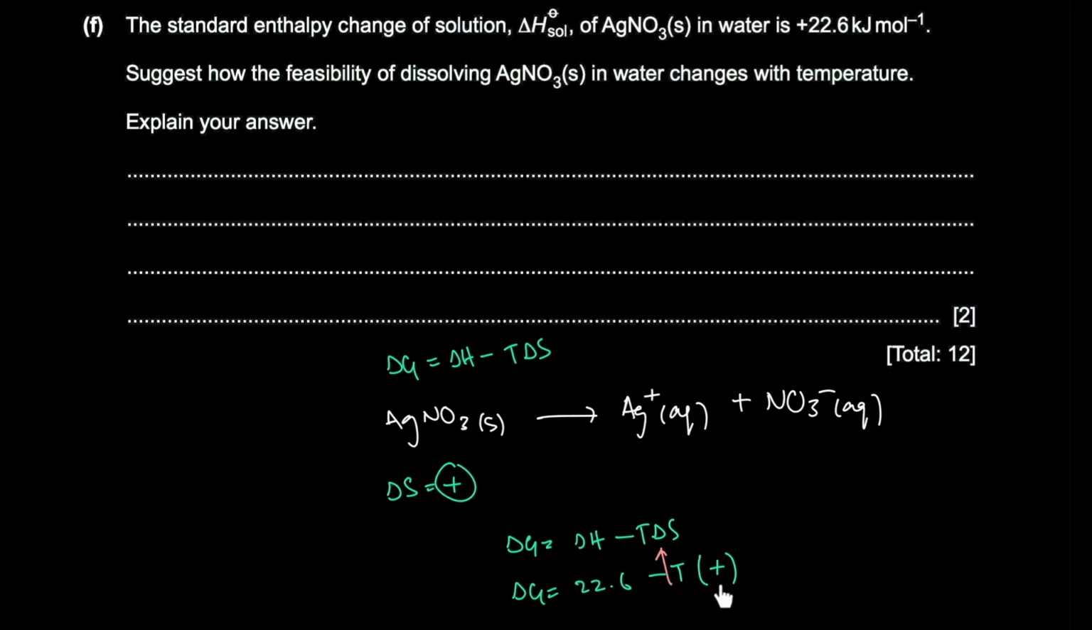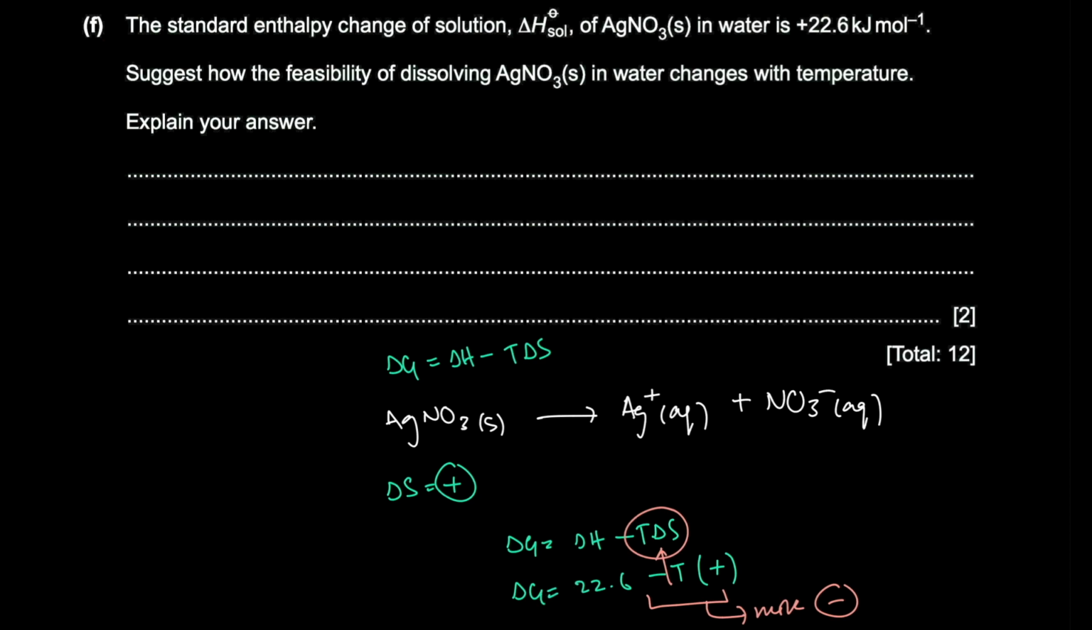If I increase the temperature, this value is positive. So that means if I increase the temperature, this entire thing becomes more negative, right? So it will become more feasible. Delta G will become more negative, right? You're subtracting. Temperature is a positive value, and T delta S is positive. So higher temperature means this value is bigger, and you're subtracting a bigger value. So delta G is becoming more negative.